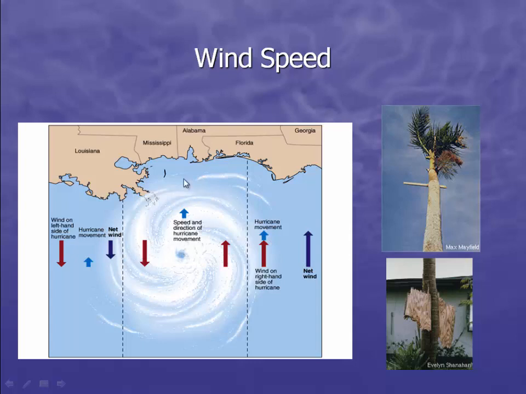We have the storm's movement. We subtract away the fact that the wind is moving in the opposite direction. So we have vectors kind of working against each other over here. On this side, we have the hurricane's movement plus the direction of the wind, and the swath of greatest damaging winds is usually just to the right of the eye wall. These are pictures from Hurricane Andrew in 1992. We had 2x4s piercing palm trees and 3/4-inch plywood that was basically thrown like needles through trees.